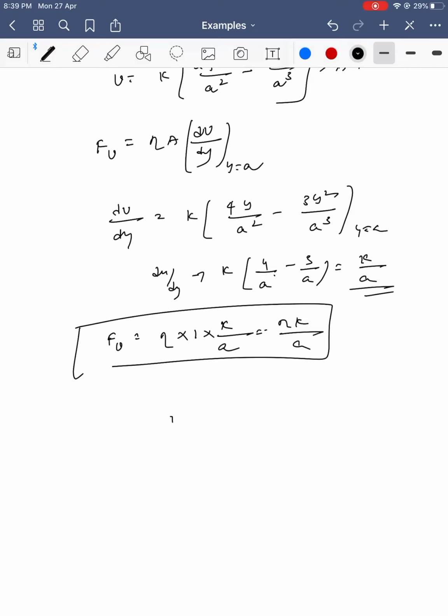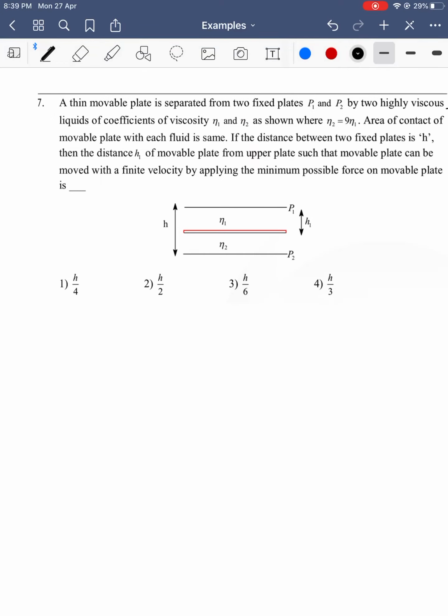So if the body is trying to go in the forward direction between the layers, the viscous force will be in the backward direction. Okay, let's go to the other question.